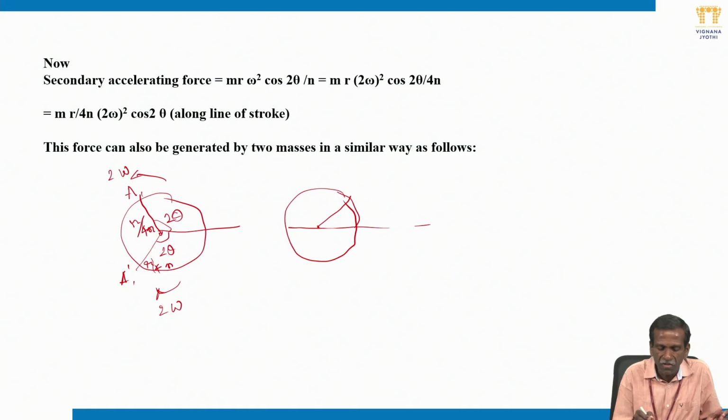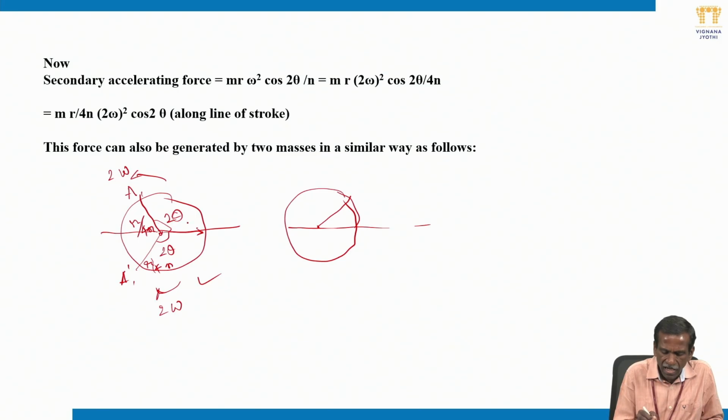This is the unbalanced primary force, which, you know, could be balanced because of the two direct and reverse cranks. This is the secondary accelerating force. This can also be generated by two masses in a similar way. That is, this one. Okay, understood? Right?